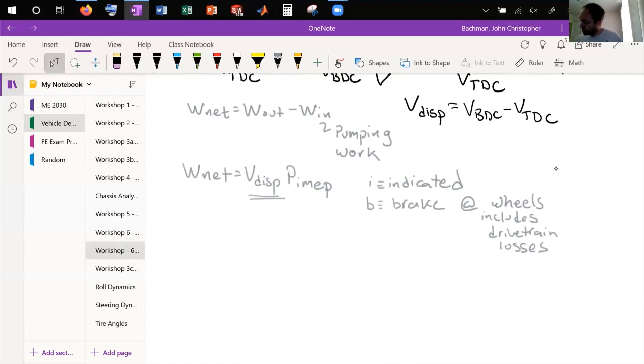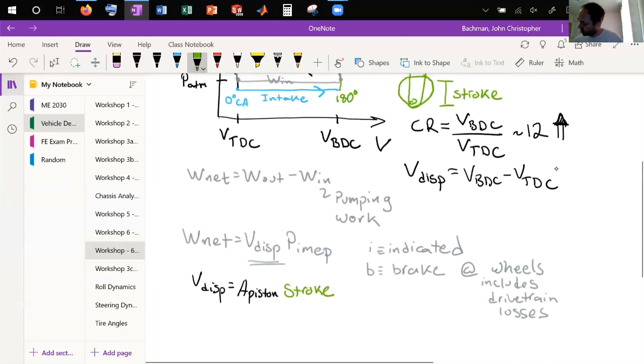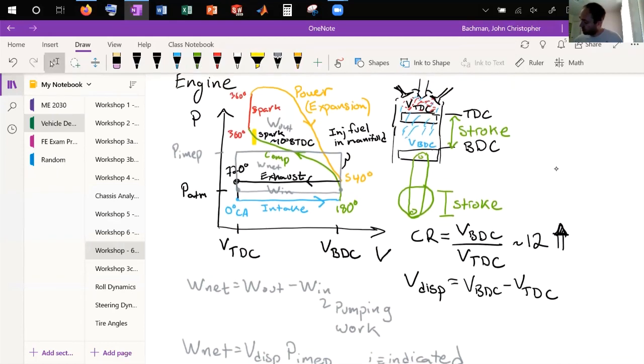One other thing I should mention is this displaced volume. It's also related to the area of the piston, which is typically round, times the stroke, which I think I had as green before, right? So you can relate the geometry of that stroke to the area of the piston. This piston's actually kind of round, at least typically round. I guess you could try and make something square or something.